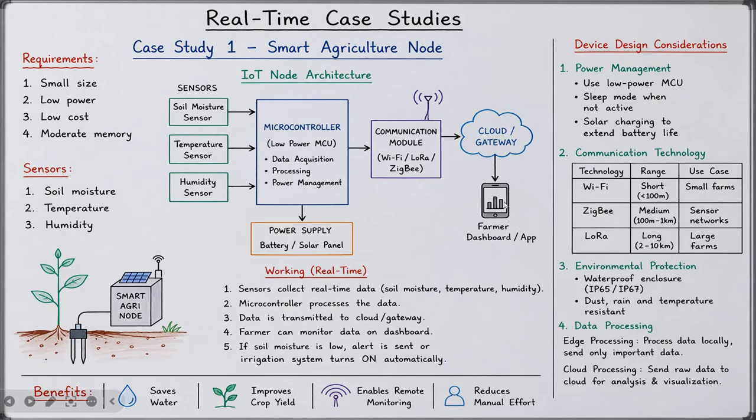Then the farmer will monitor the data on the dashboard or the application. And if the soil moisture is low, then the alert is sent or irrigation system will turn on automatically. So this results in water saving along with the better crop growth.